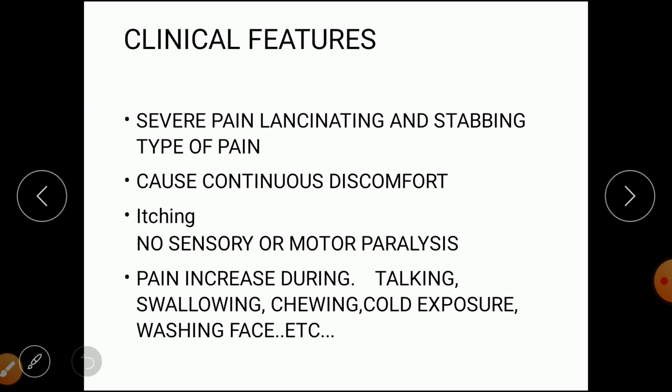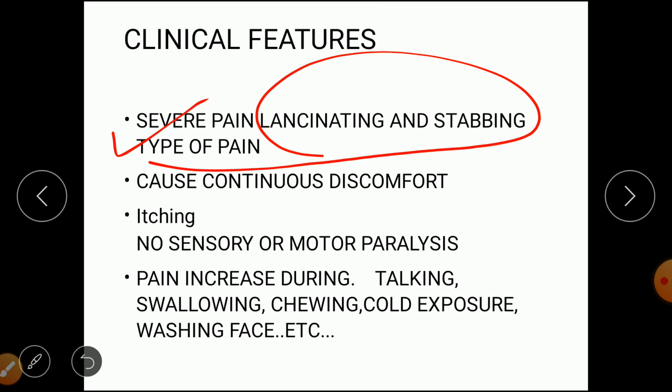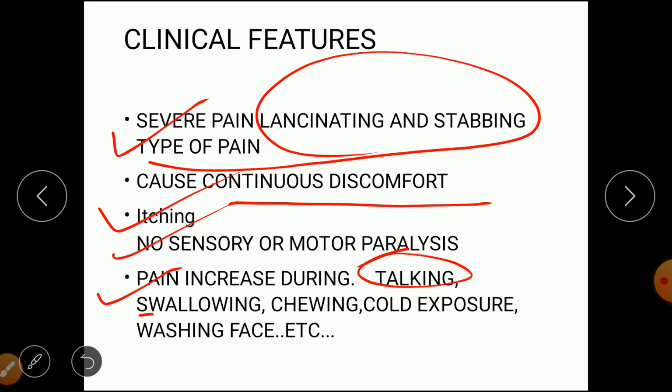Clinical features of trigeminal neuralgia: severe pain of the lancinating and stabbing type. Due to the pain it irritates the patient and produces continuous discomfort and itching. There is no sensory or motor paralysis. Pain is generally increased during talking, swallowing, chewing, cold exposure, washing the face, etc.